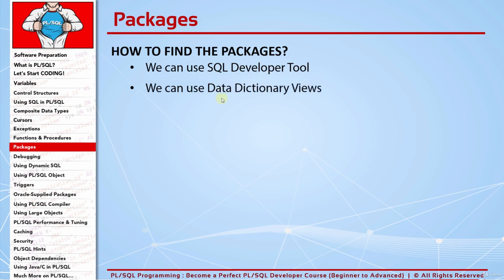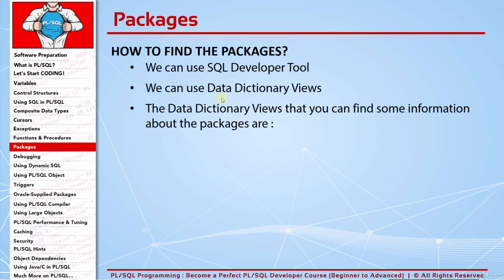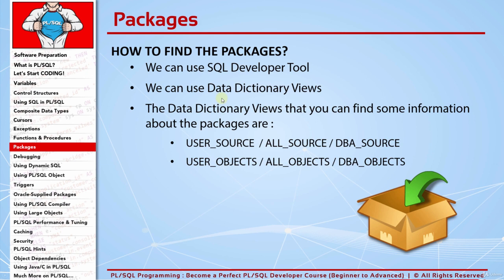Sometimes we need to check whether they are valid or not easier and faster with using the data dictionary views. We have a couple data dictionary views to find some information about the packages. These are user source, all source, or DBA source views, or user objects, all objects, or DBA objects views. With user source and the similar ones, we get the specific info about the packages, triggers, etc. And with user objects and similar ones, we get the general info about the packages and other objects, like if they are valid, etc. I will show you all.